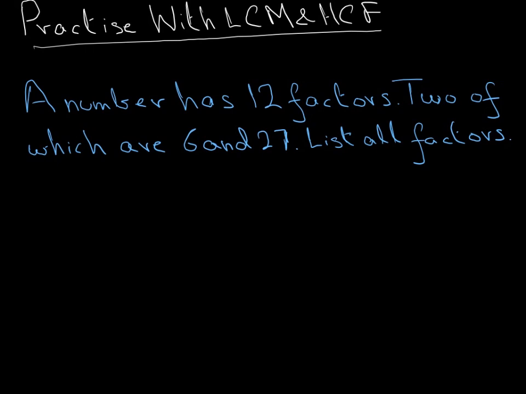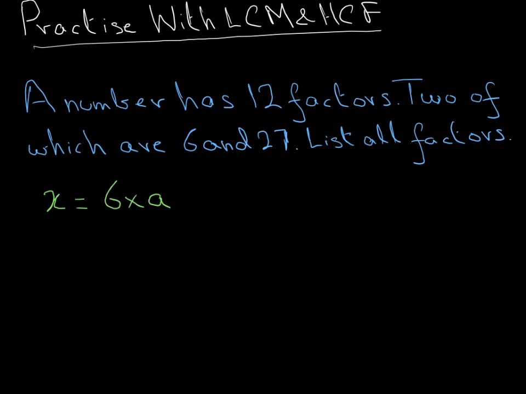Now I don't know whether you can actually do this problem or not, but let's start trying. Let's assume that the number is something. Let's call that number x. I don't know what that number is, but let's call it x. So 6 is one of the factors of x, which really means that x is a multiple of 6. Okay, so I can write it as 6 times a.